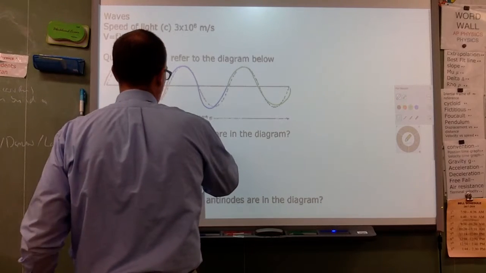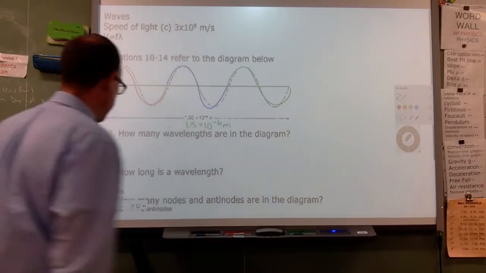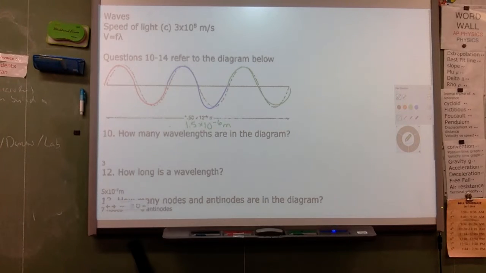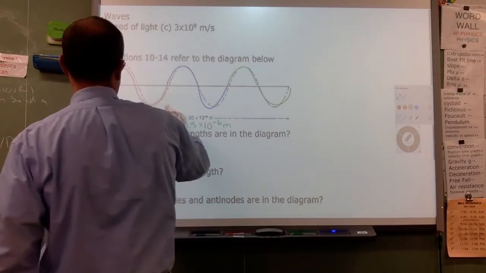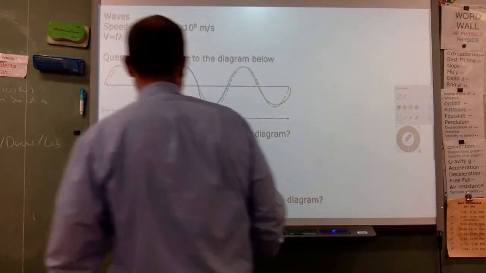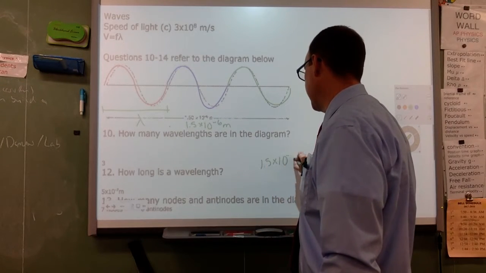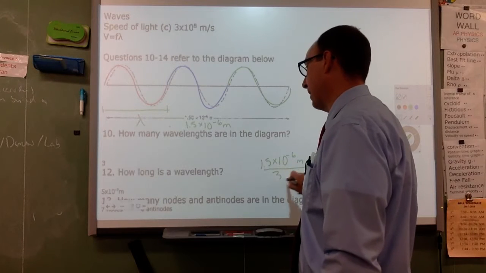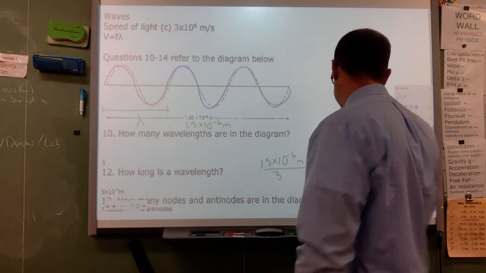So this should be 1.5 times 10 to the negative 26 meters. So to find out what one wavelength is, we're going to say this is one wavelength, lowercase lambda. We're going to take the 1.5 times 10 to the negative 6 and divide it by 3. So I'm going to have 5 times 10 to the negative 7.